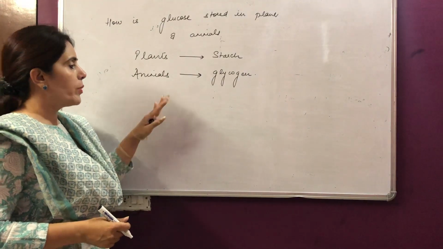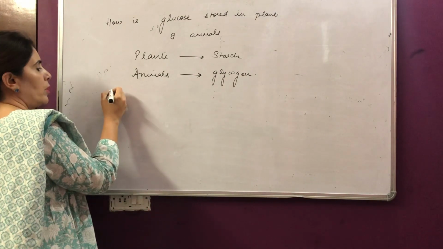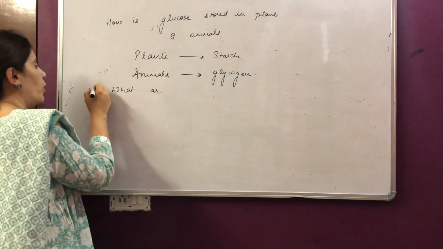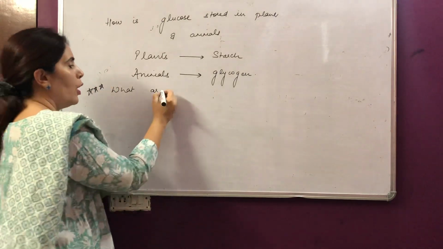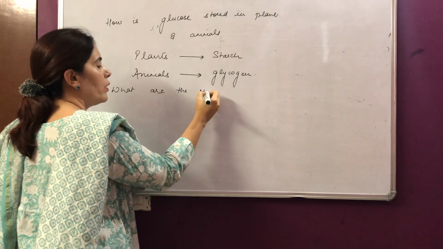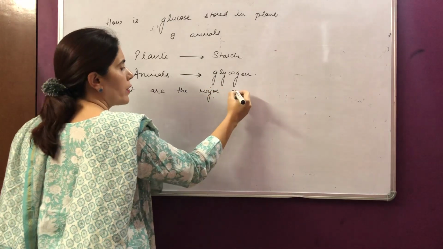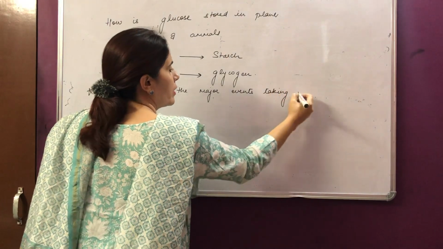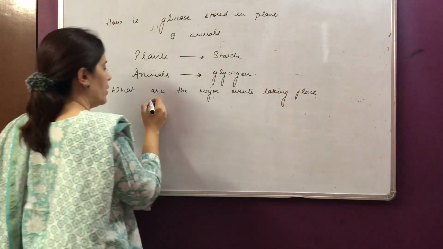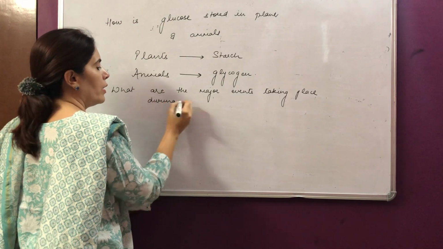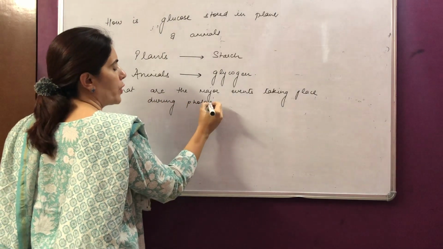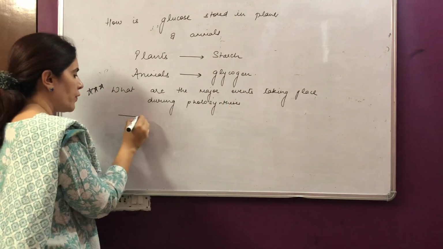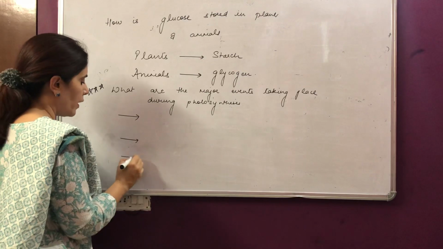Now the next thing comes, what are the major events? This is a very, very important question from the board as well as school point of view. What are the major events taking place during photosynthesis? So the major events which are taking place during photosynthesis are three.